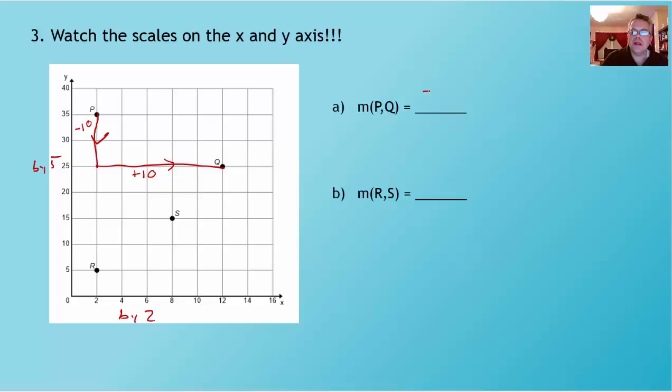Okay, so our rise is negative 10, and our run is positive 10. Negative 10 divided by 10 is negative 1. So we have to be careful and watch the slope, or watch the scale.